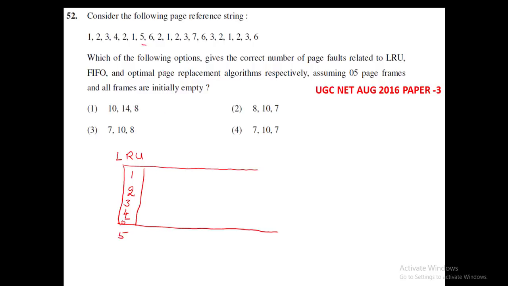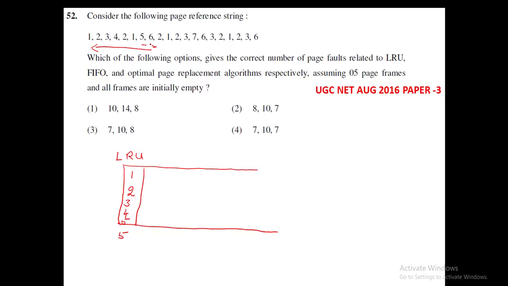Next the CPU referred page 6. Page 6 is not in the 5 frames, so we have to choose one of the pages as a victim page. Under LRU, we have to see the previous references of pages by the CPU.